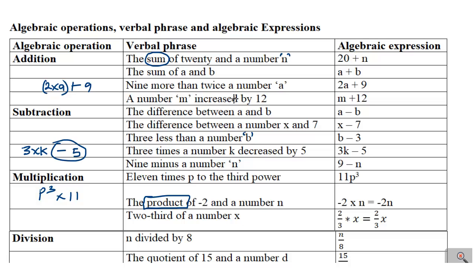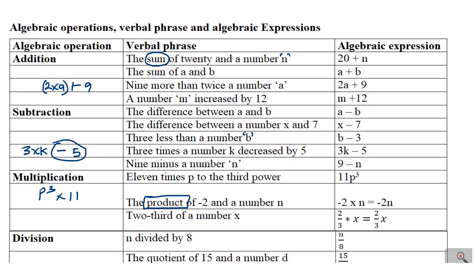Sum is the result of addition, difference is the result of subtraction, while product is the result of multiplication. Now when we get to division, we have what we call quotient. So this one says 2/3 of a number x, that is 2/3 multiplied by x, that will be 2/3x.